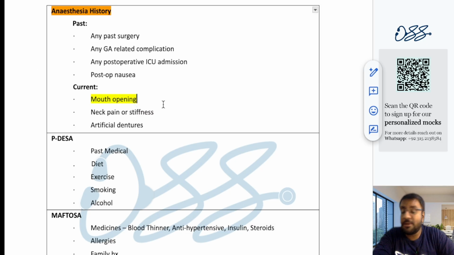Then you have to ask, by any chance do you have any neck stiffness, or any pain in the neck? Why? Because again, intubation requires a posture like this, and any stiffness in the neck would make the intubation difficult. And then you need to ask, by any chance do you have any artificial dentures?